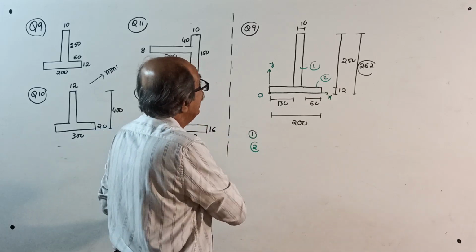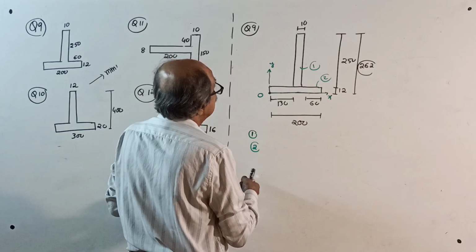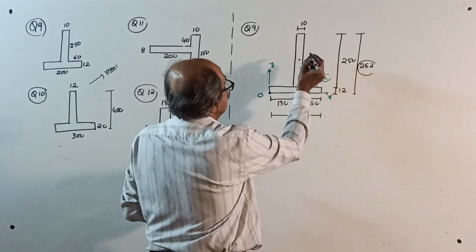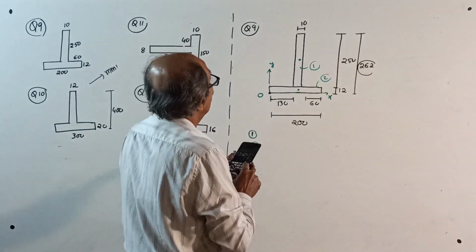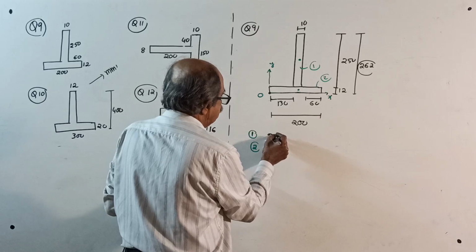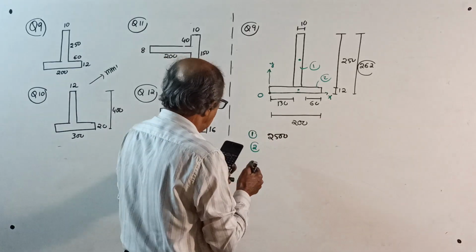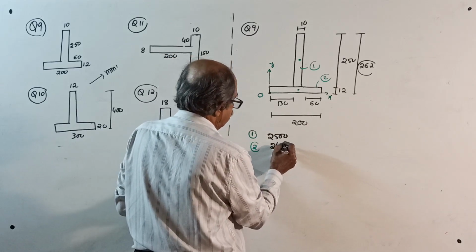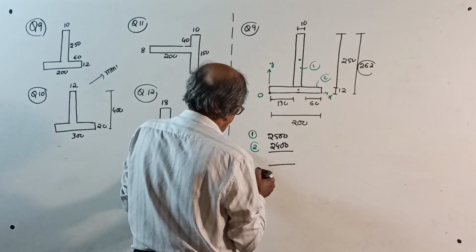First I am writing area. I won't explain also. G1, G2. Okay. Someone will tell, sir, G1, G2 not marked. Why you want G1, G2. See, first one, second one. Figure 1, area, 2500. Figure 2, area, 200 into 12 is 2400. Total area 2500 plus 2400, 4900.